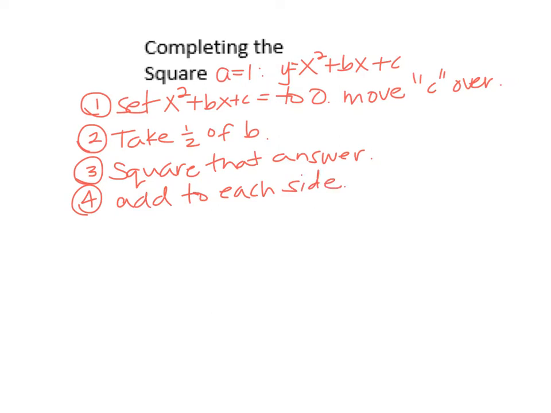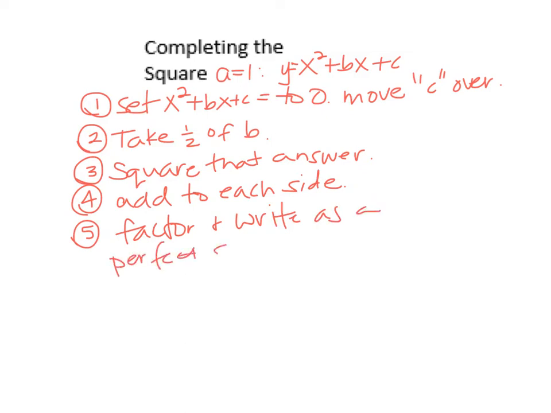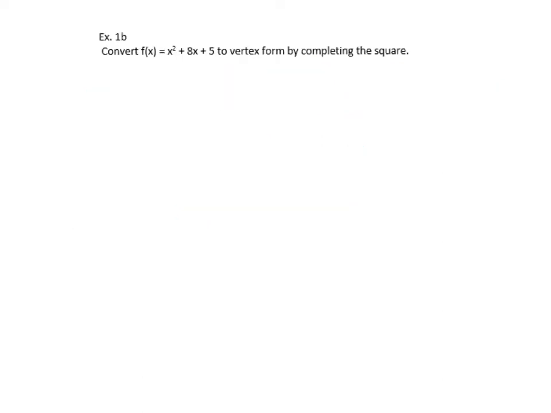And what you've now done in that step is created a perfect square trinomial with the x squared and bx term. So then what you'll want to do is factor and write as a perfect square. And there you go. That's completing the square. Let's see how this works.